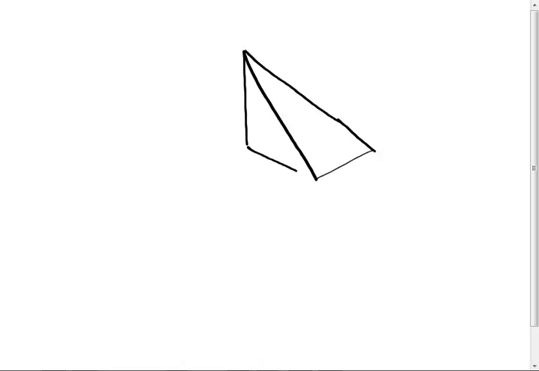Sorry, it takes me a second to draw these things. And I'll put in the little right angles. Those are important. I'll put those in red. And this is 12. This is 5. And this is 6. And this dotted line is 13.